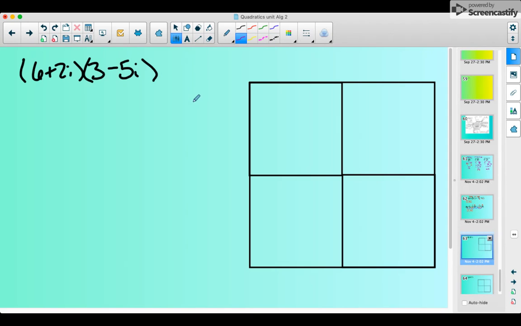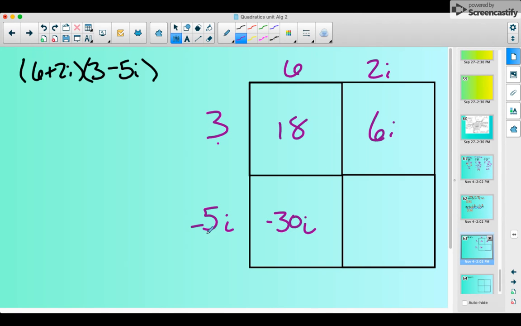Now, I prefer to do this using the box method. If you're somebody who prefers FOIL, you can absolutely do that also. But how we set it up is we put our two parentheses on the outsides of the box, and you multiply in. So 3 times 6 would be 18. 3 times 2i would give us 6i. Negative 5i times 6 would give us negative 30i. And the bottom corner would be negative 5i times 2i, which is negative 10i squared.